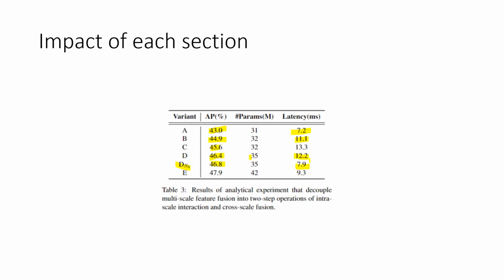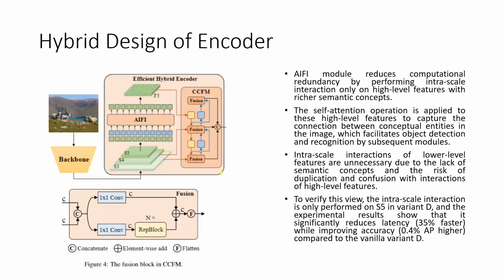So what they suggested is don't take all the feature maps for self-attention. That will improve your performance in terms of latency and accuracy. And E is basically where they combined all of them, made their own modification, and got the highest AP. This is basically their own model, so we'll get into this in a later section.